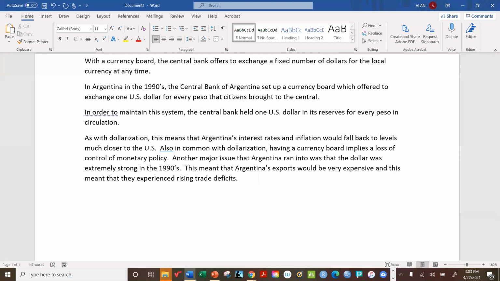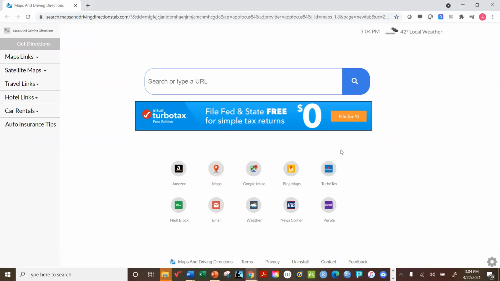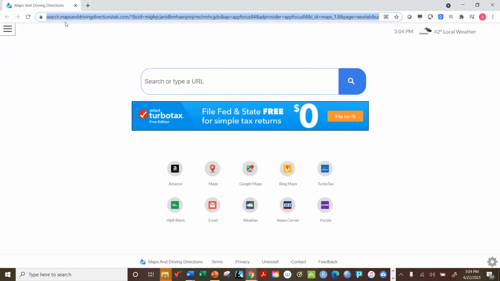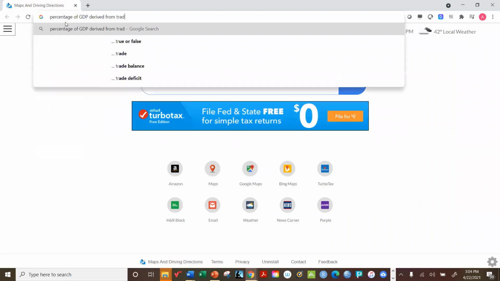because, like many countries, a very large percentage of their GDP is actually coming from trade. Not so much the US, but with Argentina and many other countries, a very large percentage of their economy is coming from exports. So if their exports are becoming too expensive, that's a huge deal. And in fact, why don't we do this? I think we did this once before. We found a chart on the internet which showed what percentage of GDP derived from trade by a country.